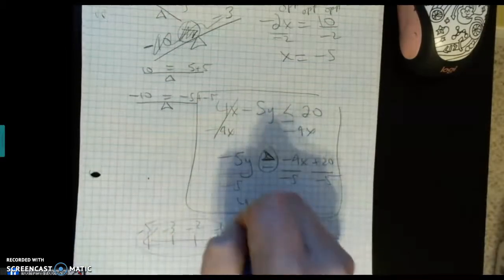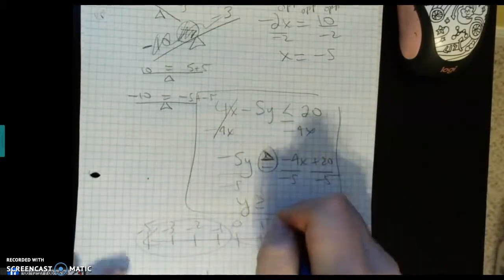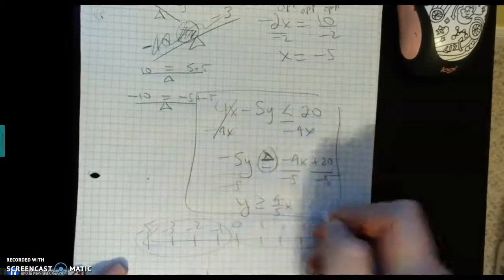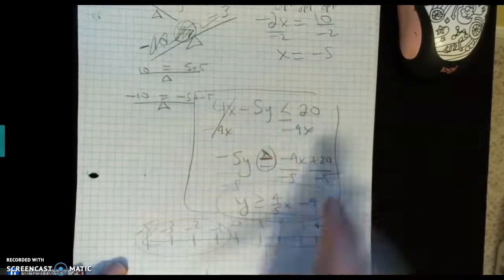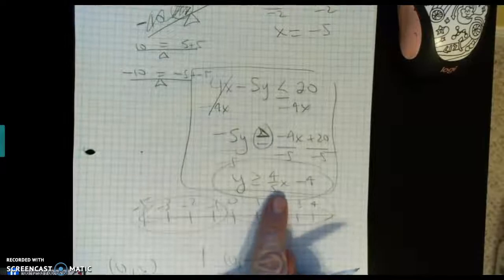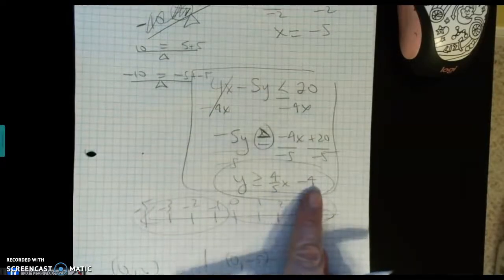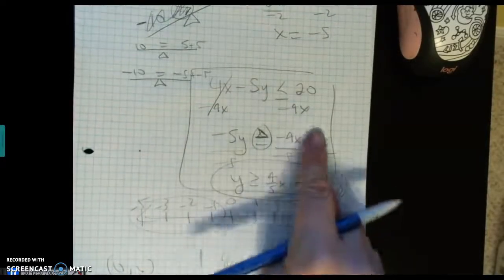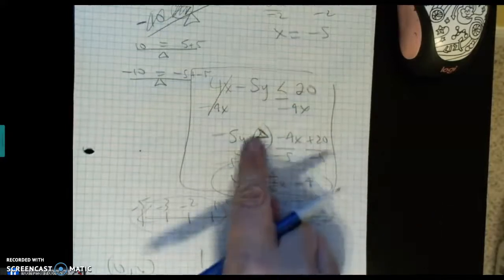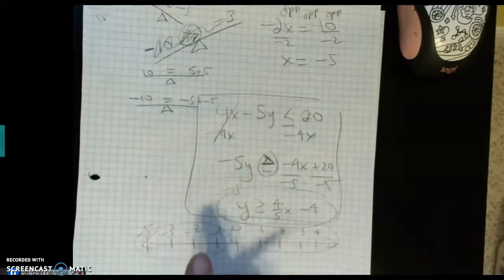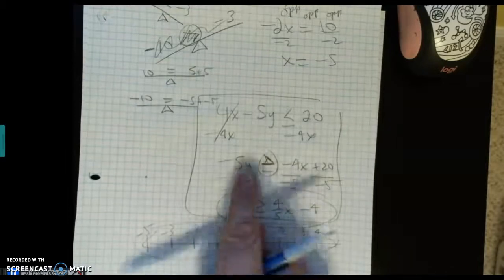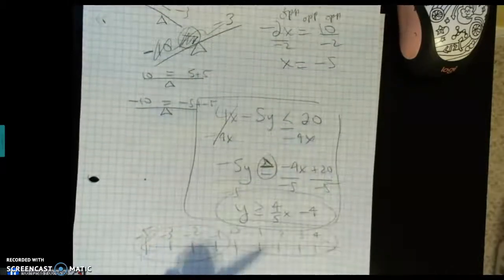So then when you solve, you get y greater than or equal to +4/5 x, and then what is that? -4. Okay, and then if you like to graph with this, you can, like using the intercept and rise and run and rise and run and rise and run. But if you divide by a negative, you flip. Now, if you multiply or divide by a positive, no. But if you multiply or divide by a negative, you have to flip the sign.